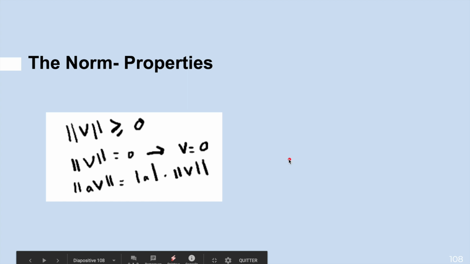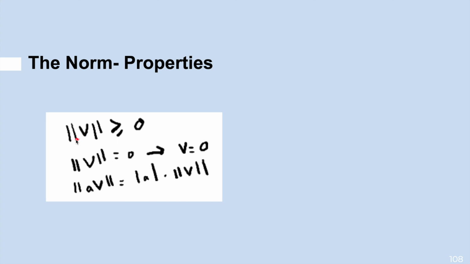Now there are 3 properties. These are pretty self-explanatory. So we have the norm of v, the length of this vector, is always going to be above or equal to 0. And the reason for that is because any number squared is going to be positive no matter what, and the square root of a positive number is going to be at least 0.